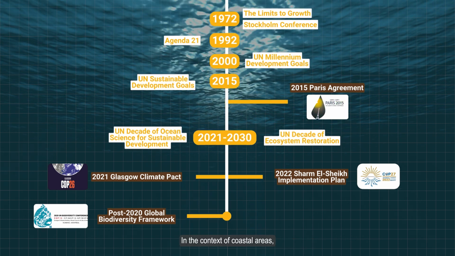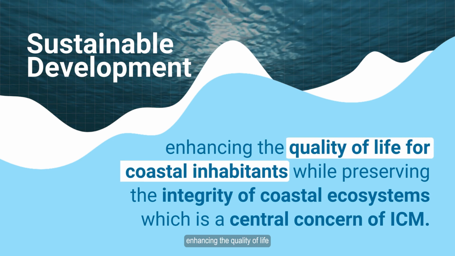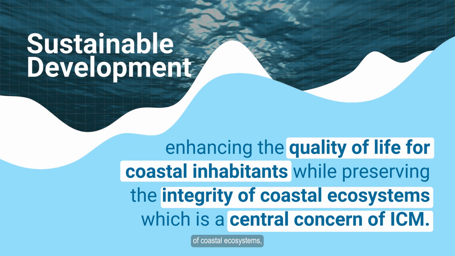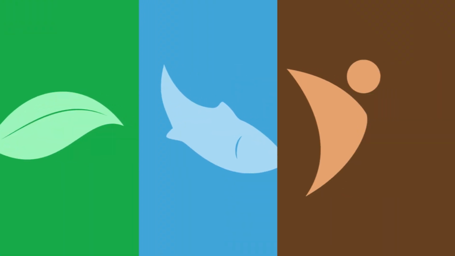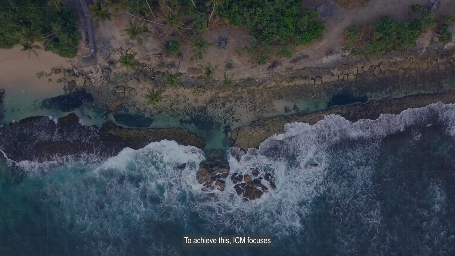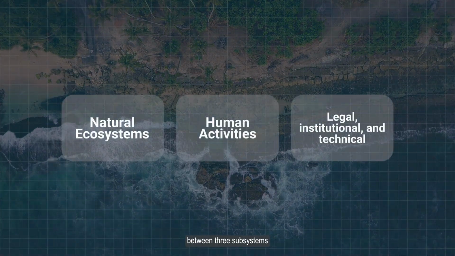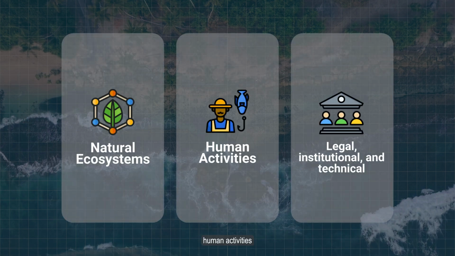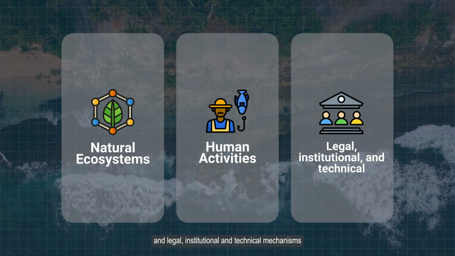In the context of coastal areas, sustainable development means enhancing the quality of life for coastal inhabitants while preserving the integrity of coastal ecosystems, which is a central concern of ICM. To achieve this, ICM focuses on understanding and managing the interactions between three subsystems. These subsystems are the natural ecosystem, human activities, and legal, institutional, and technical mechanisms.